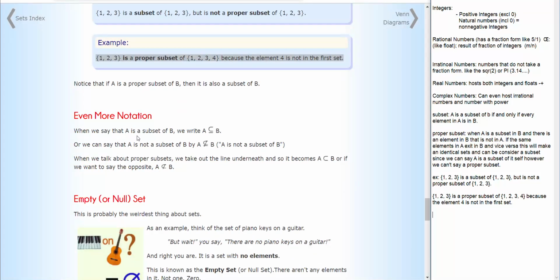So when we say that A is a subset of B, we write A is a subset of B. So you see the equal sign here, because this renders this example valid. So {1, 2, 3} is a subset of {1, 2, 3}. It's like it equals its own self. It's a duplicate. And to say that A is not a subset of B, we add a cross along the line.